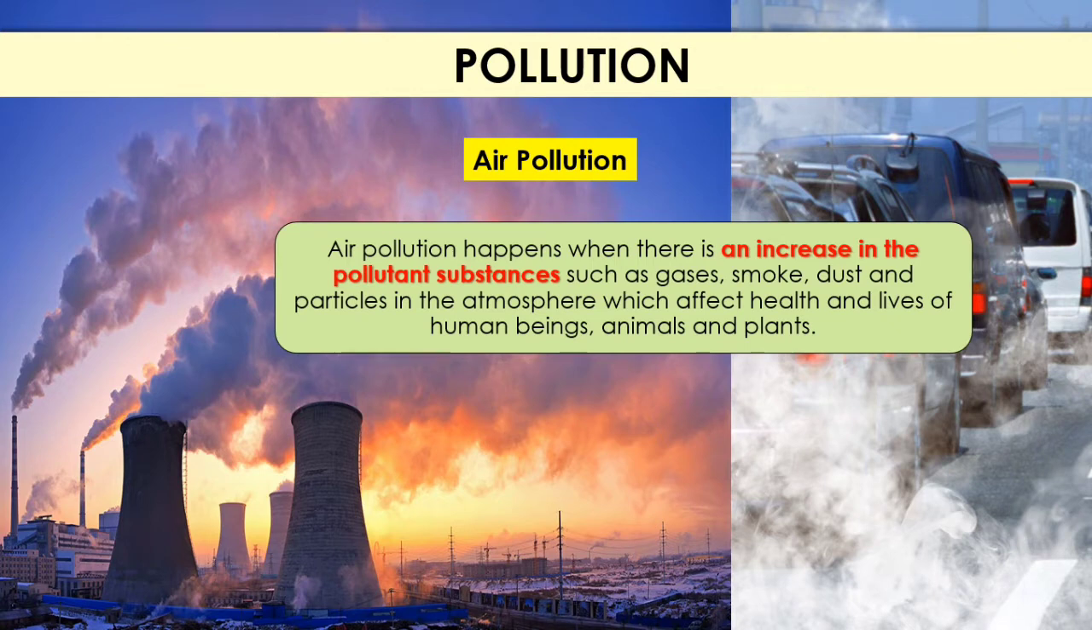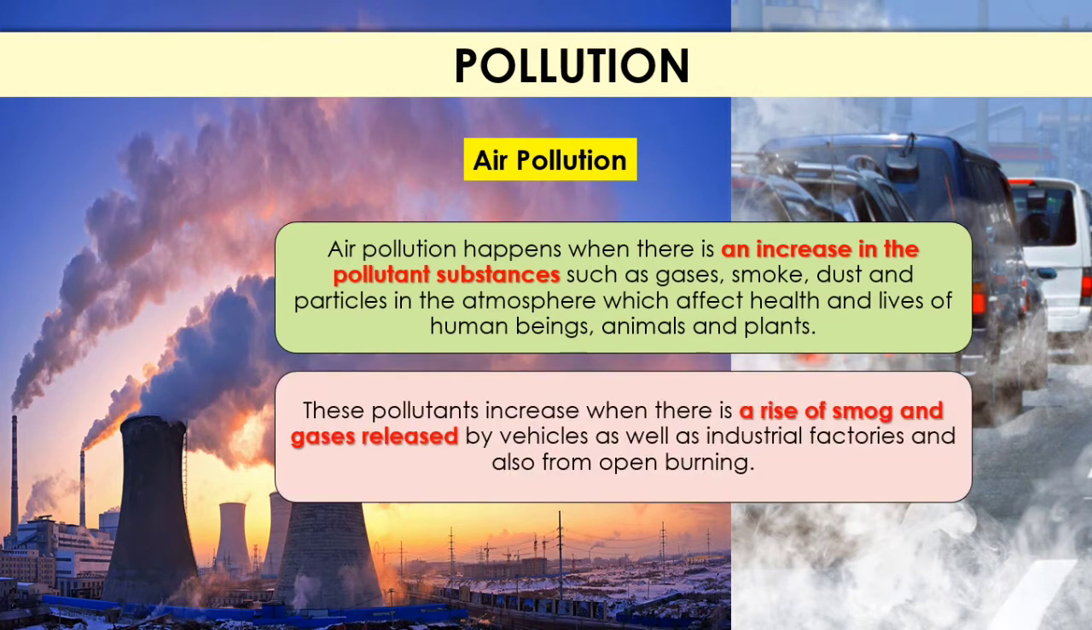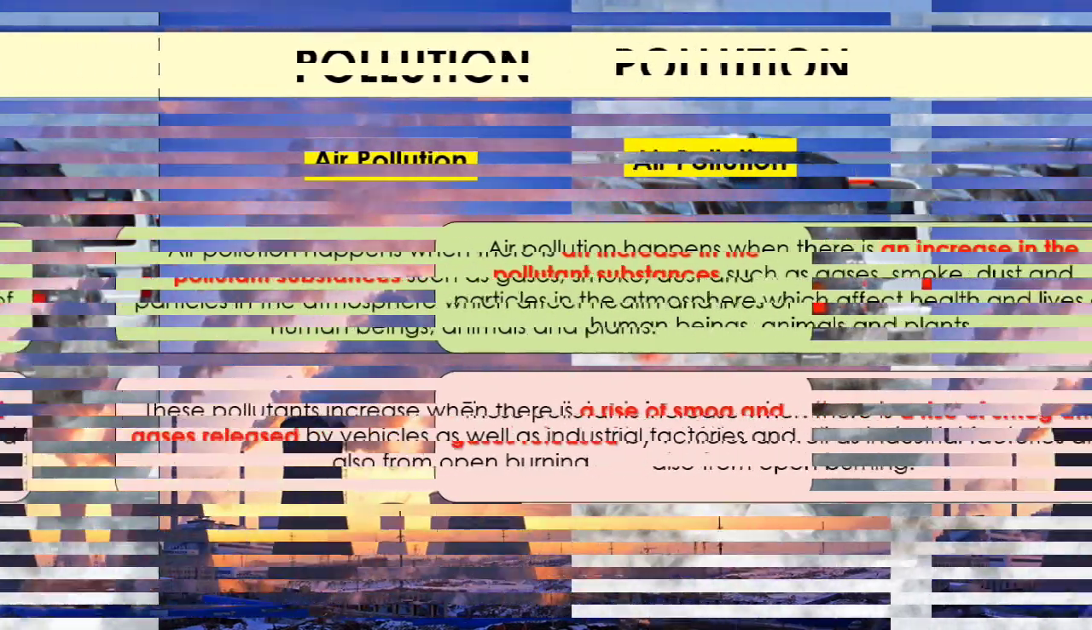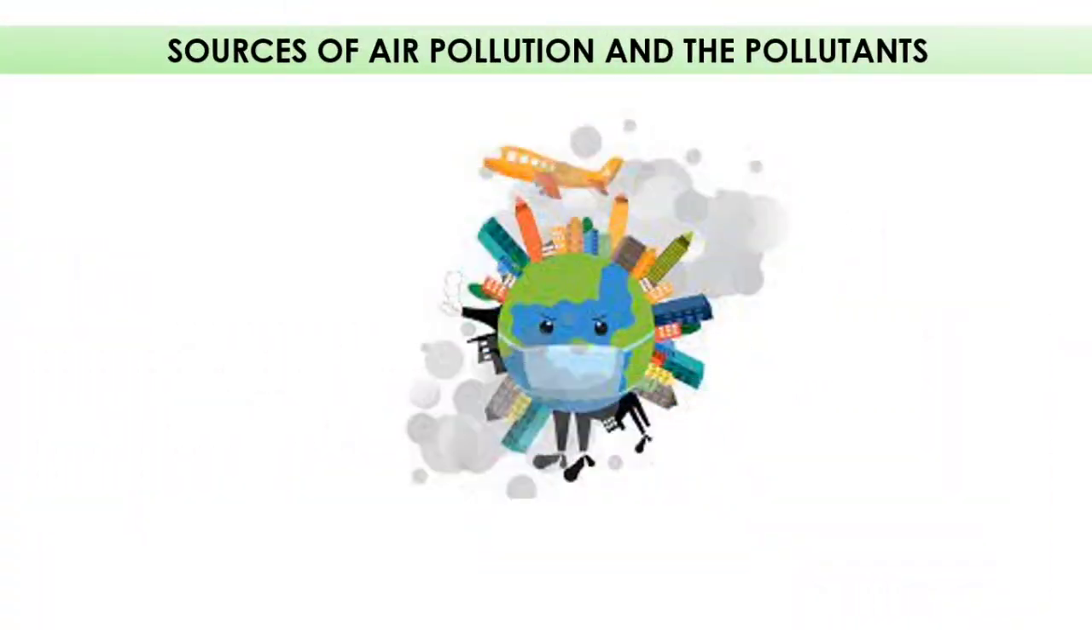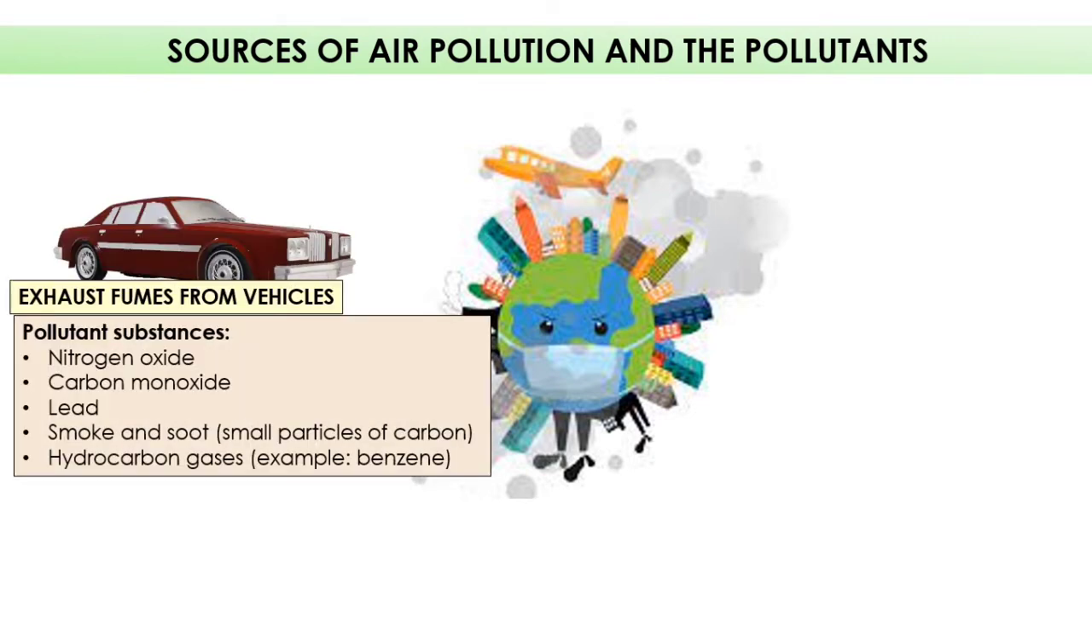So this pollutant increases when there is a rise of smoke and gas released by vehicles as well as industrial factories and also from open burning. Okay, the sources of air pollution and the pollutants are exhaust fumes from vehicles, which contain nitrogen oxide, carbon monoxide, lead, smoke and soot, hydrocarbon gases.